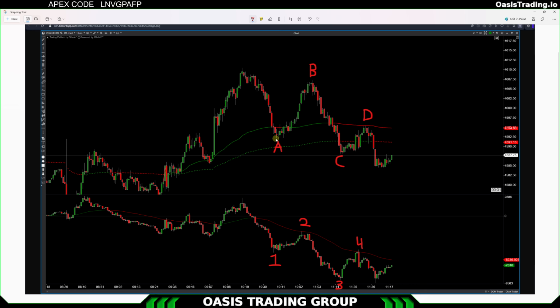Now, this is where we start paying very close attention for this setup. So then, right here where it says A, we want to see that bounce off of VWAP. It doesn't matter if it's the session VWAP, doesn't matter if it's the cash. We just want to see it bounce off of one of those VWAPs. So in this case, we are bouncing off the 9:30 open cash VWAP.